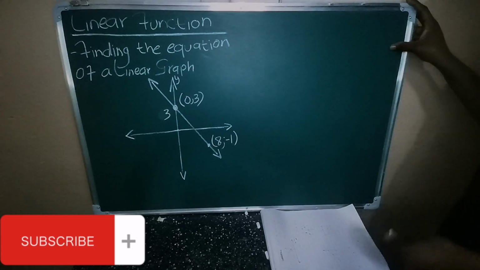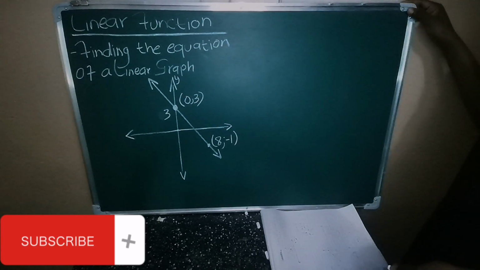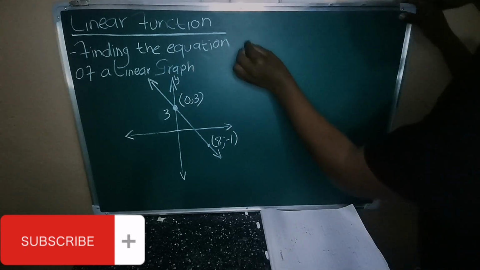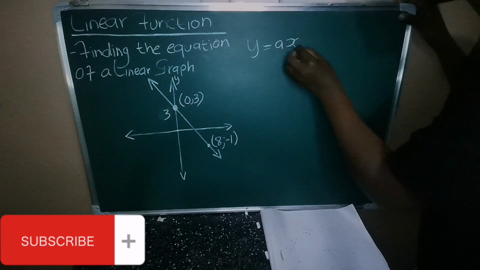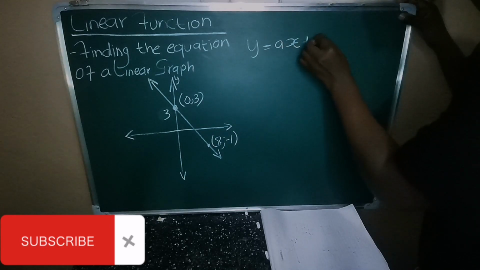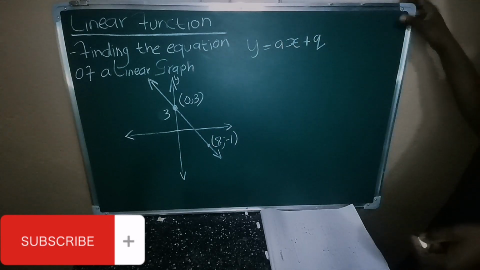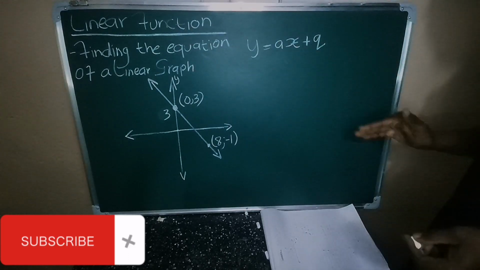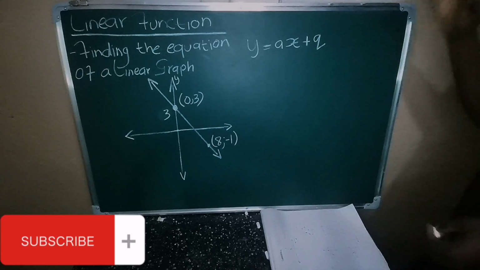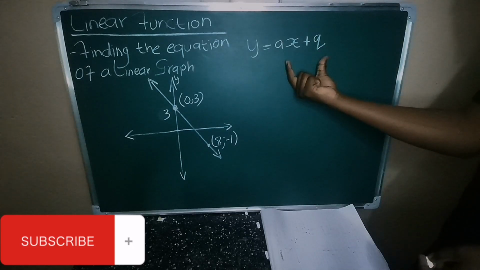Now, here. So now, the question will come and say to determine the equation in this form. y is equal to ax plus q. This is the general equation for a linear function. It's very basic and simple, guys. Yes. Now, how will we determine the equation of this function?